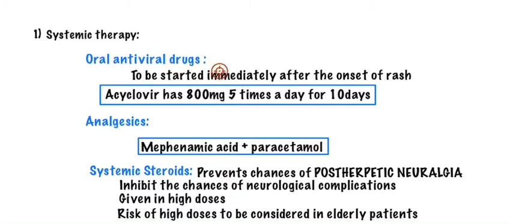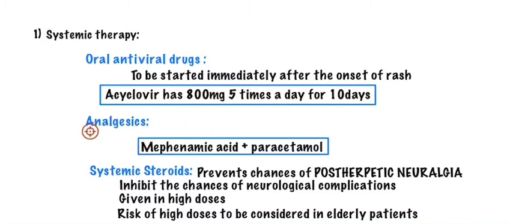Oral antiviral drugs. So against the virus, we are taking the drugs, orally. These oral antiviral drugs have to be started immediately after the onset of rash. This infection is characterized by the presence of rashes. So soon after a rash appears and it is diagnosed as HZO, you have to start the treatment with oral antiviral drugs, which is nothing but acyclovir. We have to take it 800 milligram 5 times a day for 10 days.